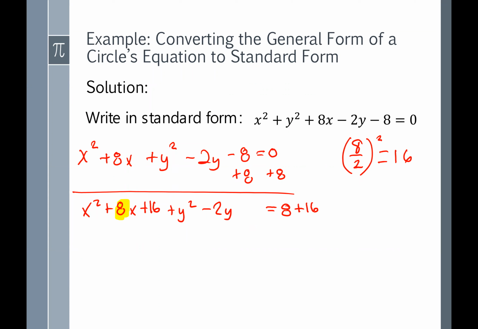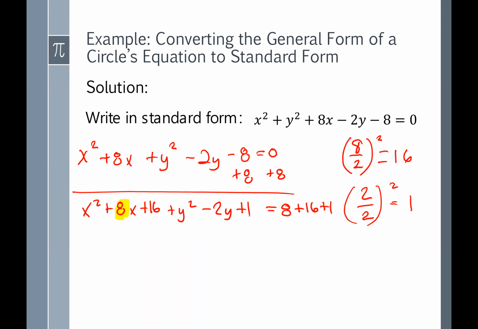Now I'm going to complete the square on the two y terms. So the middle term there is negative 2y. So the coefficient on the y is negative 2. And I really don't care about the sign because I'm going to square it and it's going to become positive anyway. So I take 2 over 2 squared, which is 1. 1 squared is 1. So I'm going to add 1 there, and I'm going to add 1 there.